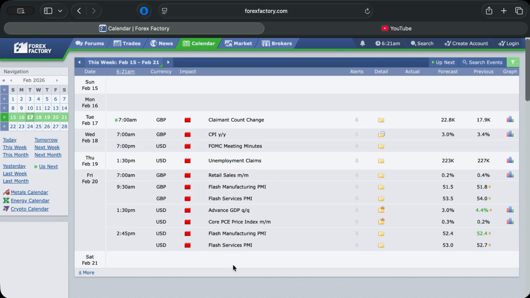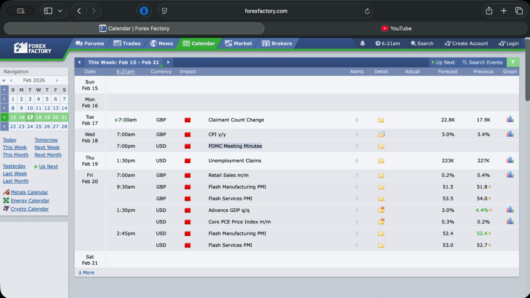Looking at Forex Factory, we have news for the pound. That's at 7 a.m. UK time. So that means for the rest of the day we won't have much. The big news will obviously be tomorrow, where we have CPI for the pound, and then we also have FOMC meeting minutes. So these will be the key drivers for the pairs tomorrow.